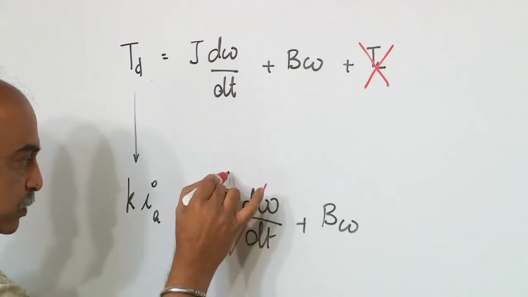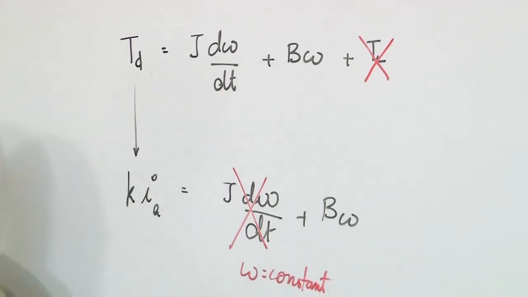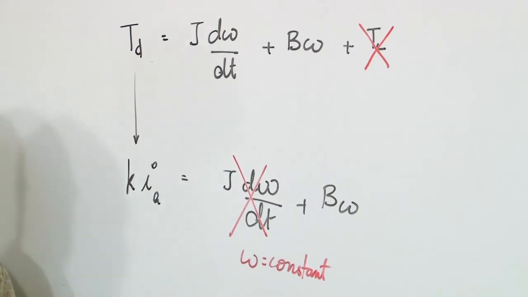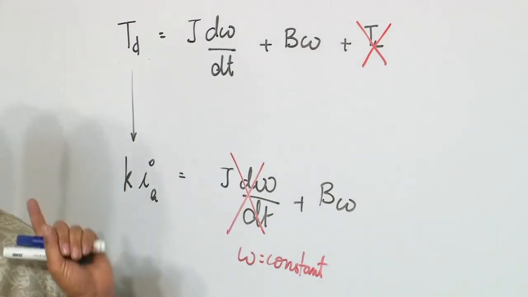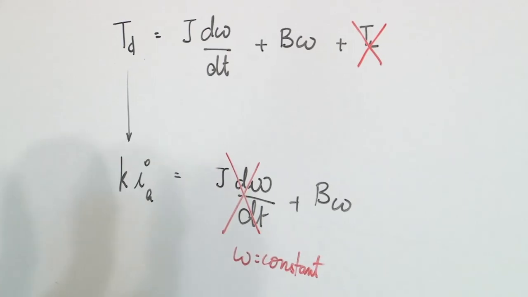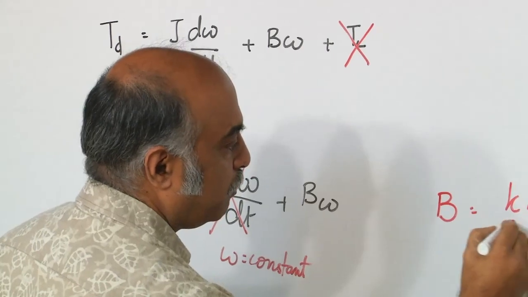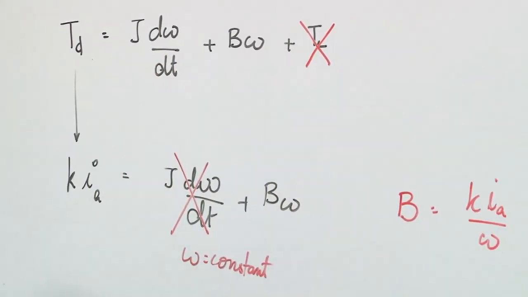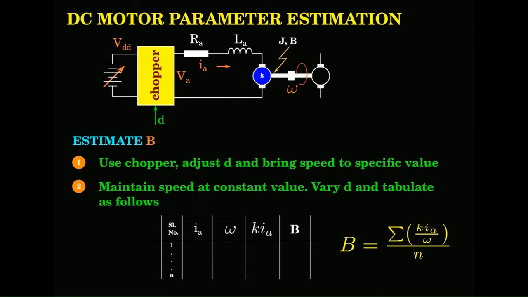I would like to remove this by making omega constant. So, when I make omega constant, bring it to a steady speed, leave it at that, then this is out of the picture, I have only this. So, therefore, you can find out B. So B you can calculate, or you can also change the speeds, different speeds. You can tabulate, get a few more values of B, take the average of the many values.